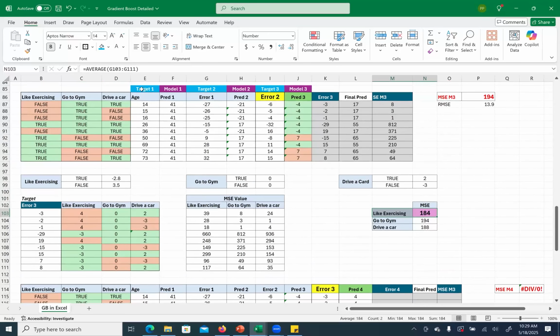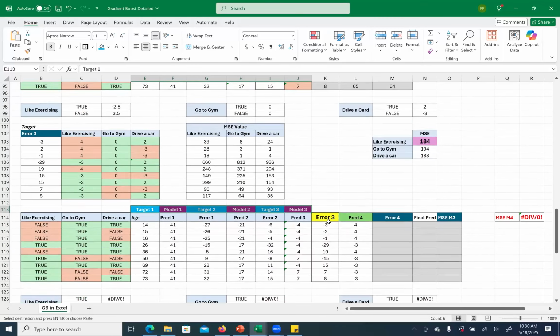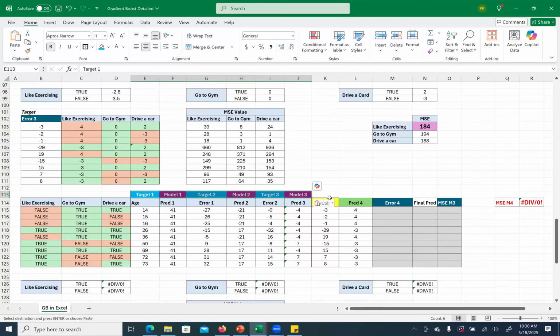Okay. I will just copy this and paste it here. Okay. Error 3 was my target variable. This is my new target. And this was my model.